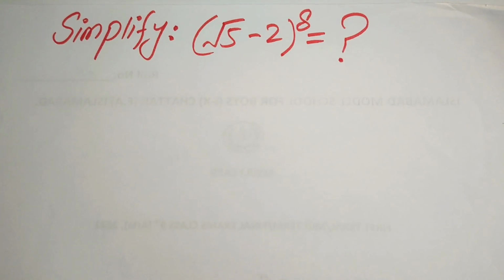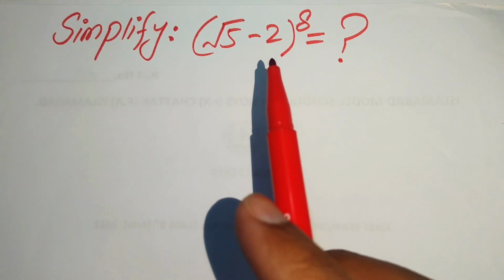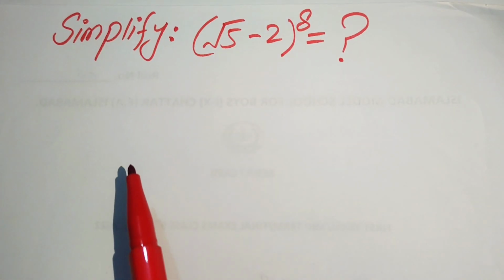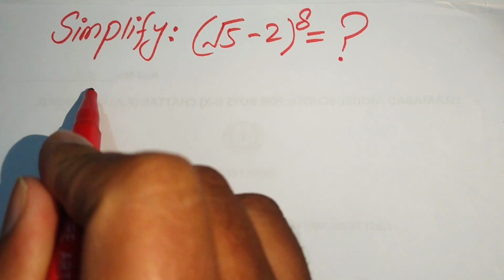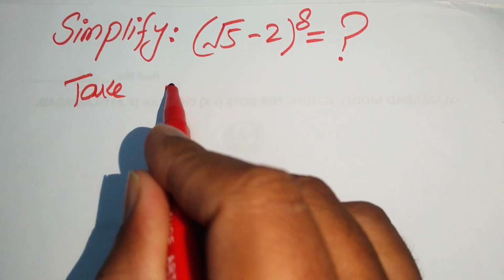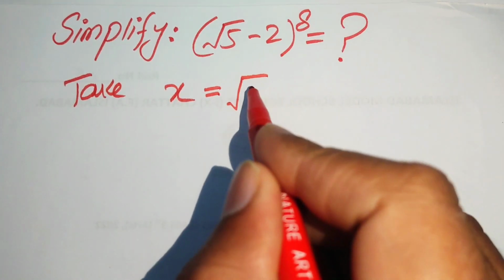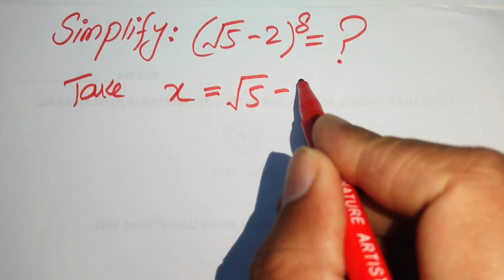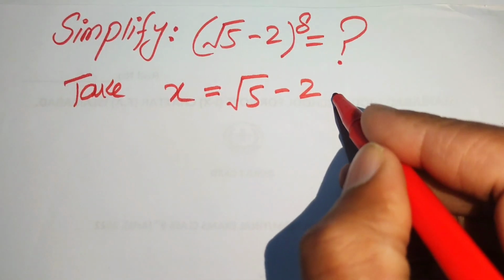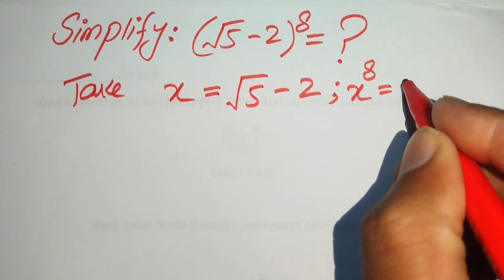Hello everyone, how to simplify this nice algebraic expression. If we have (square root of 5 minus 2) to the power of 8, we write this in simplified form. First, we take its base, square root of 5 minus 2, equal to x. So if our x is square root of 5 minus 2, and now our base is x, we just find the value of x to the power of 8.